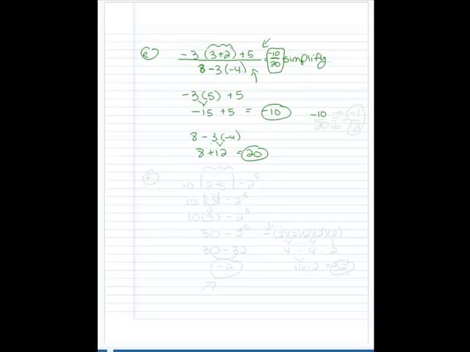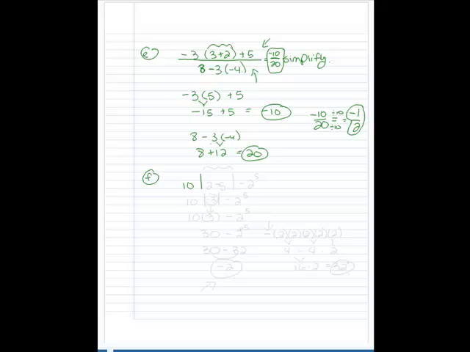So my answer is -10 over 20. But I'm not finished because -10 over 20 can be simplified. What number goes into 10 and 20 evenly? That would be 10. So my final answer is -1 over 2.